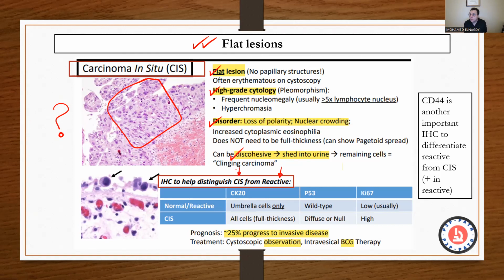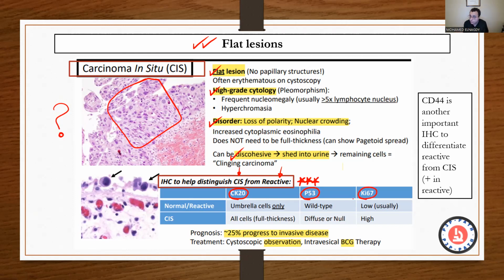Reactive changes usually happen in response to chronic irritation, like prolonged catheterization or some kind of chronic cystitis going on. This might lead to some reactive changes in the overlying urothelium. So I now want to confirm whether this is a CIS or reactive. What we do is immunohistochemistry. This immunohistochemistry panel is commonly tested in the wards and is commonly asked in the QVACs. So the IHC to differentiate CIS from reactive include CK20, P53, and Ki67.